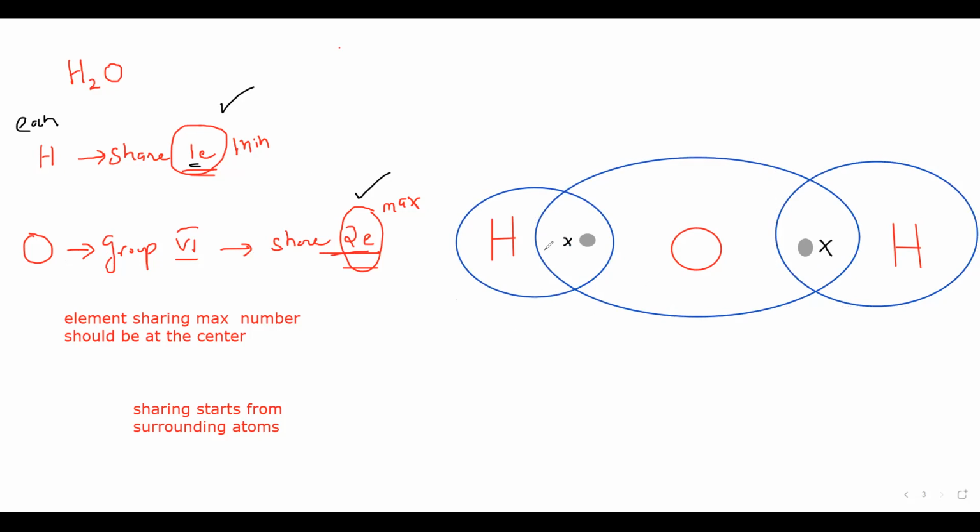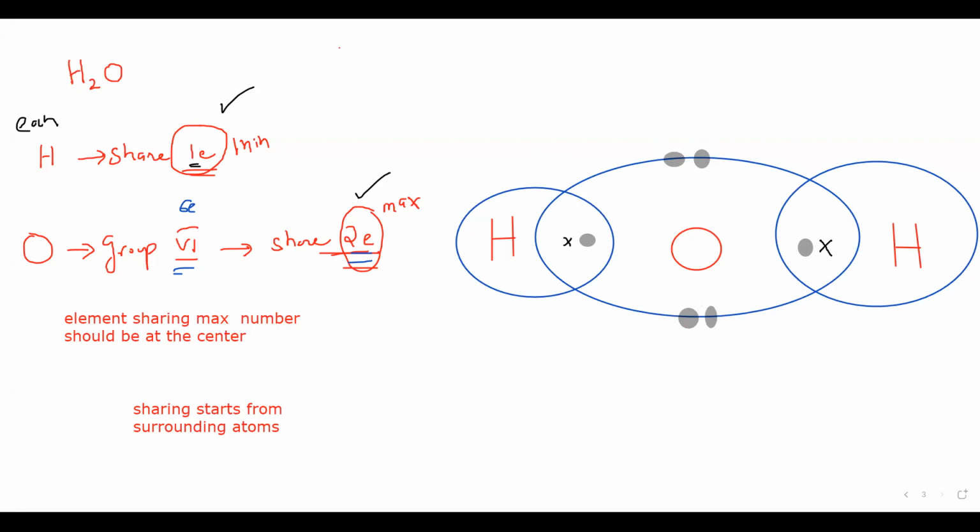Hydrogen is having only 1 electron and it shared that electron. But what about oxygen? Oxygen belongs to group 6. So oxygen total is having 6 electrons. Out of 6, it shared 2. So how many are unshared? How many electrons are left unshared? So there are 4 electrons unshared. That's why we'll draw the unshared electrons not between the 2 atoms but on the circle.